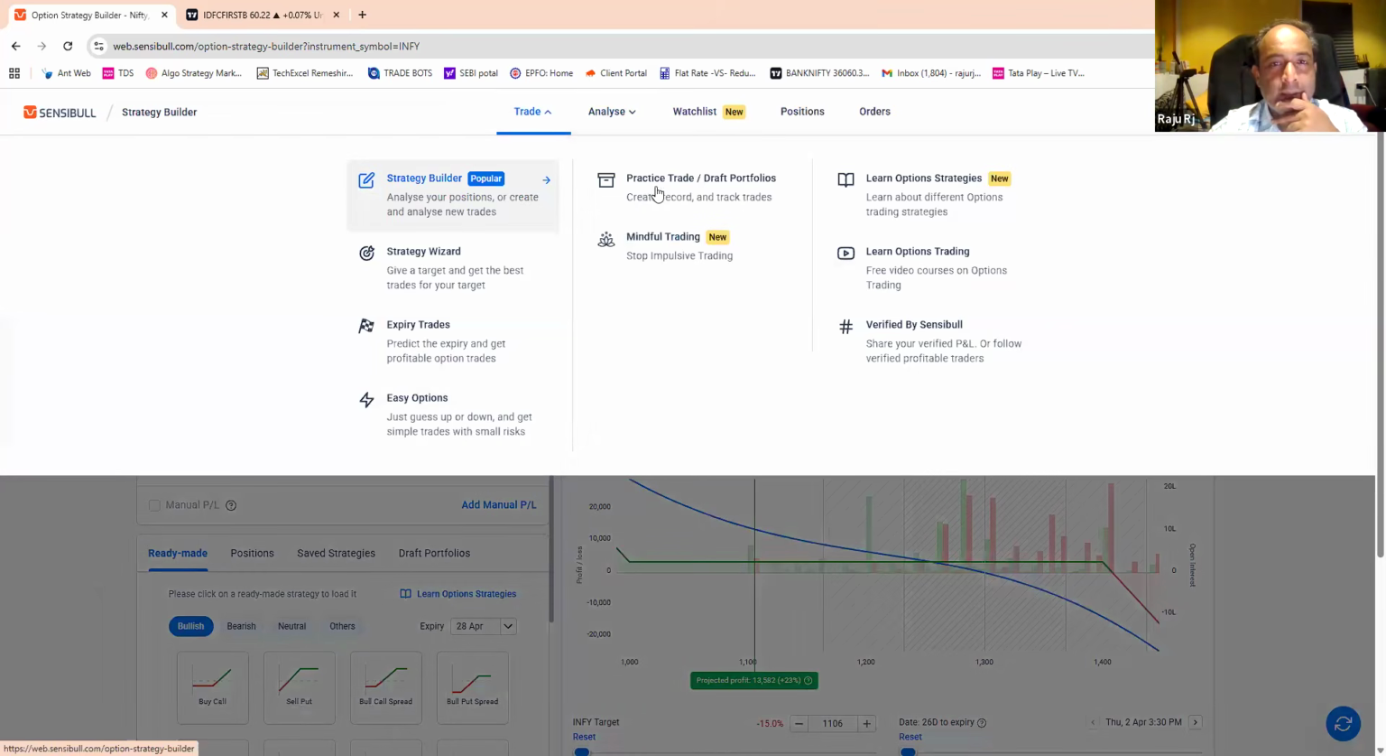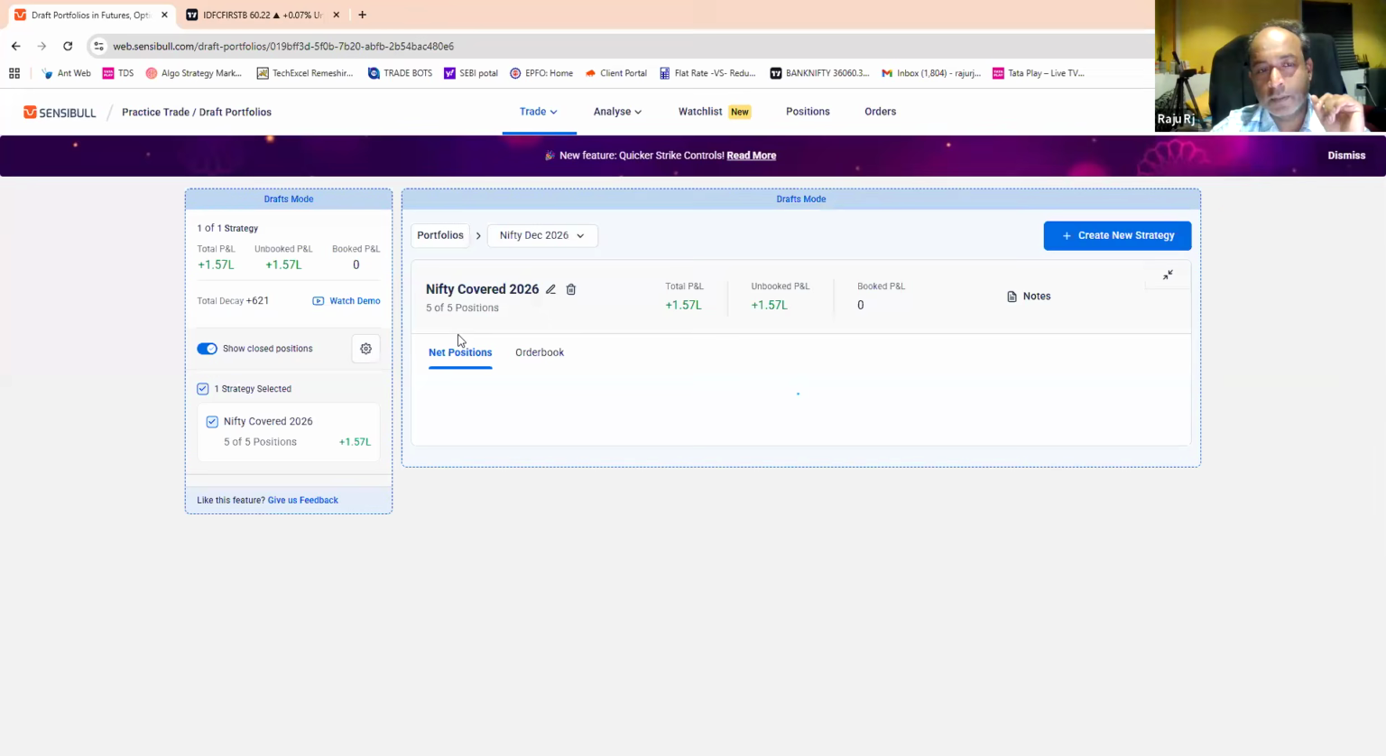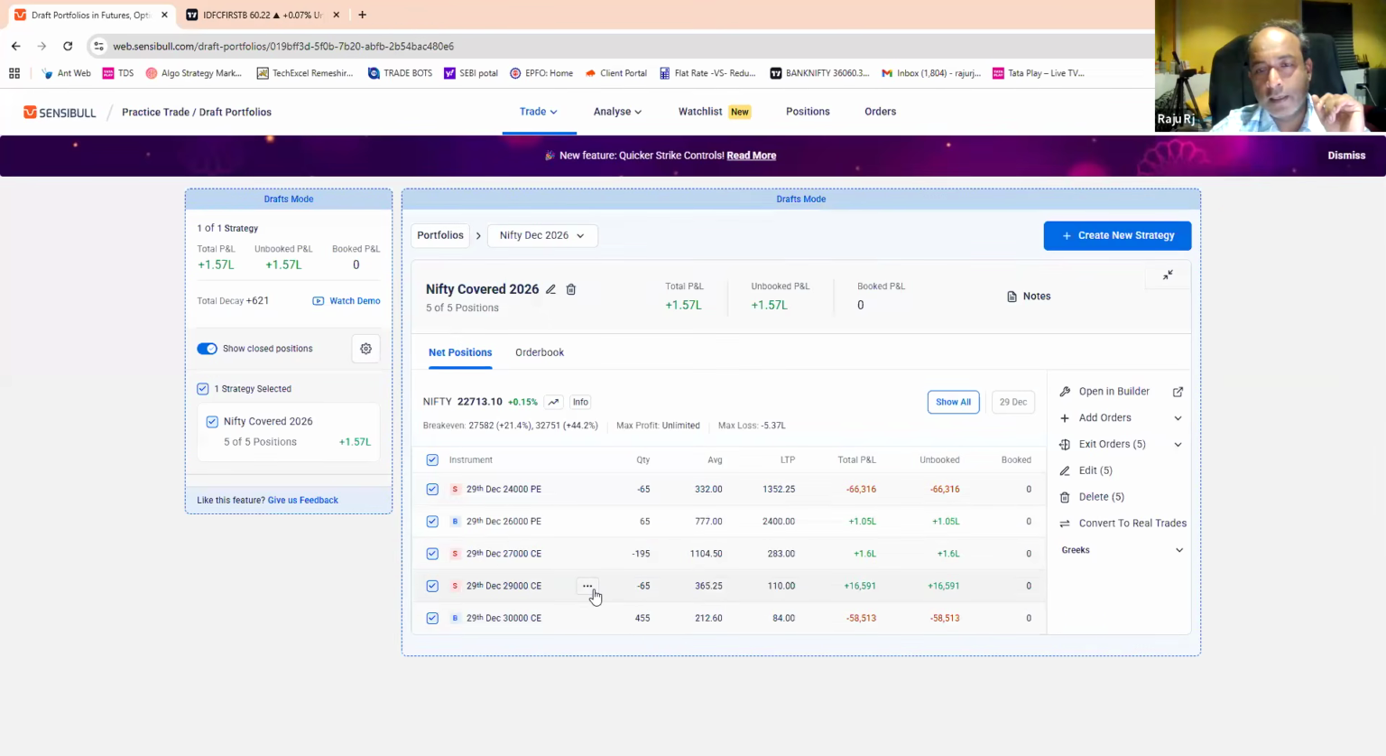Okay, it's a draft portfolio. Whenever I create any of the portfolios, this is all live, actually. We do it in our corporate account. You can see here Nifty December 2026. I created this strategy. It is already sitting with a 1.5 system strategy. You can see here, I created only 5 positions very long back.